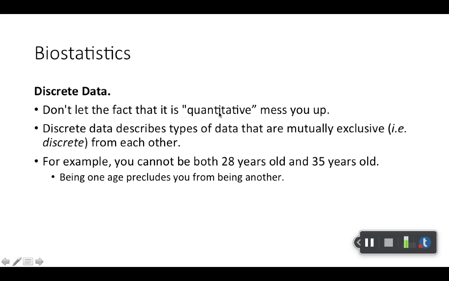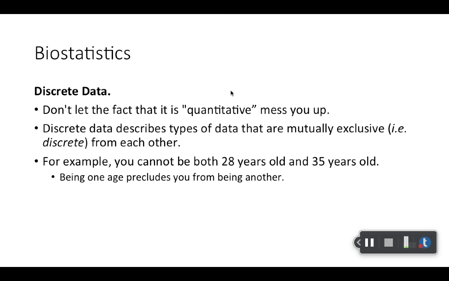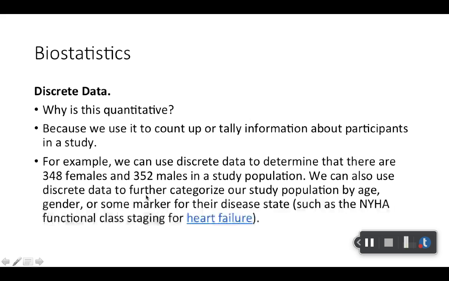Some students get tripped up because the discrete is under the quantitative. Don't let that trip you up. And some of this stuff, like I said, I memorized it for the class, and then I haven't thought about it since then. But this helps you describe data that are mutually exclusive, that are discrete from each other. So the textbook example is you can't be two ages at once. You can't be 28 and 35 years old. One age precludes you from another. So your age is your age.